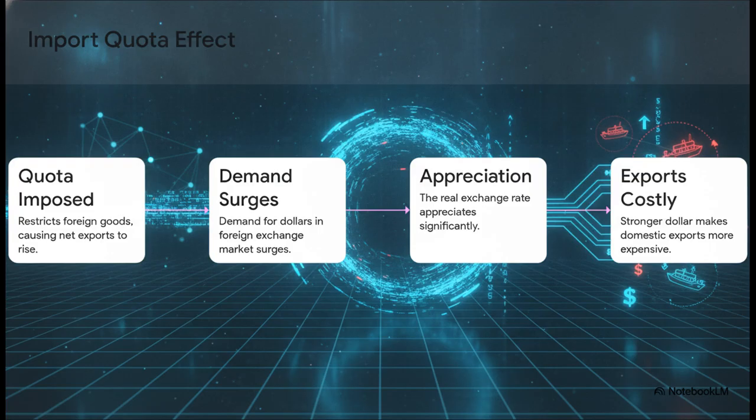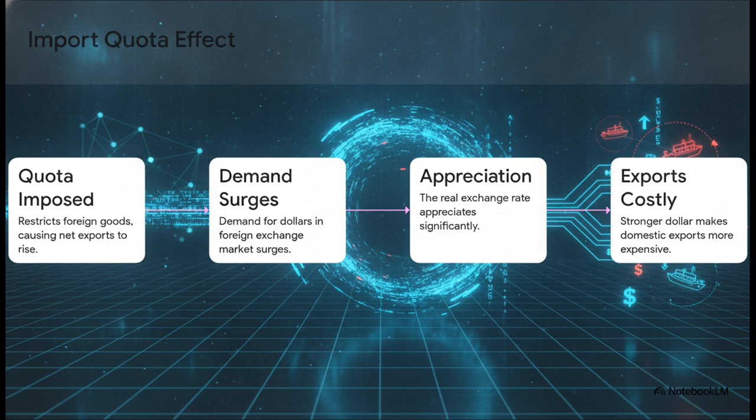Step 2. Because foreigners still want our domestic goods, but they're selling less to us, the demand for dollars in the exchange market surges. Step 3. This massive surge causes the real exchange rate to appreciate significantly. Step 4. This newly strengthened dollar makes all our other exports more expensive for the rest of the world and makes non-quota imports cheaper for us.